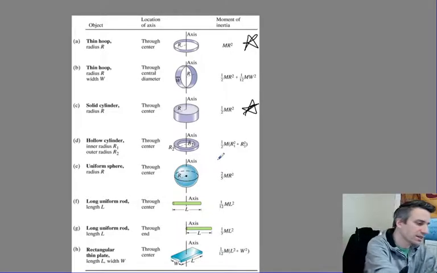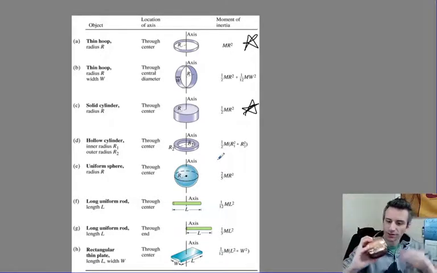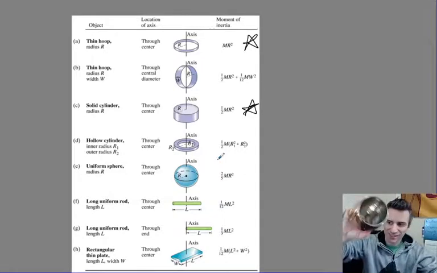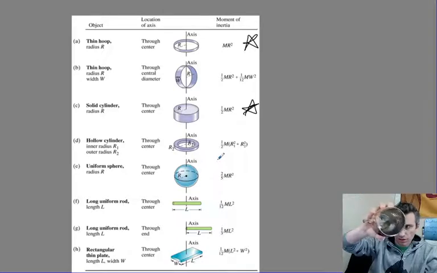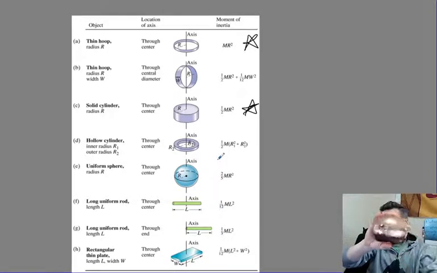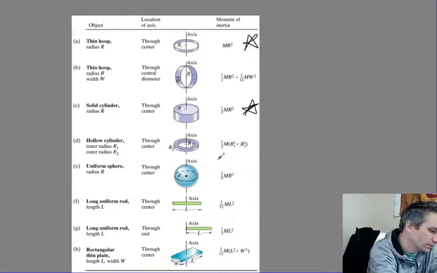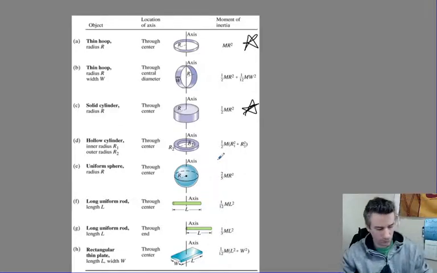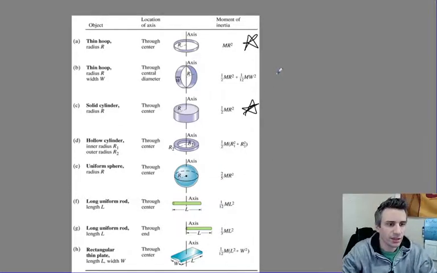So like a tin can, for example. If I rotate this object like this, it has a certain rotational inertia. If I rotate it like this, however, that rotational inertia is different. So this basically determines how much resistance there is to an object rotating.